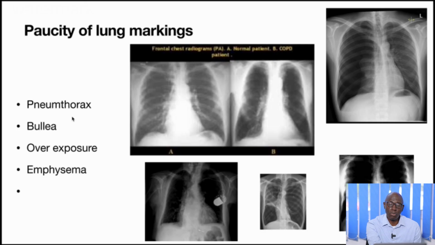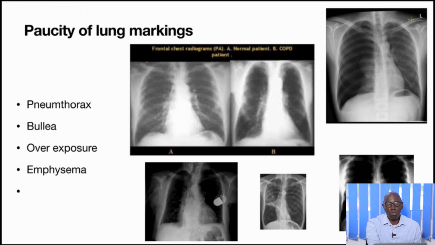One of them is a pneumothorax, when you don't see the lung markings. Like for example, in this instance, you look at the chest radiograph, the lung markings are there on the right, but you don't see them on the left. Could it be due to pneumothorax? Pneumothorax is when we have air in the pleura and it forces the lung to collapse on the hilum.